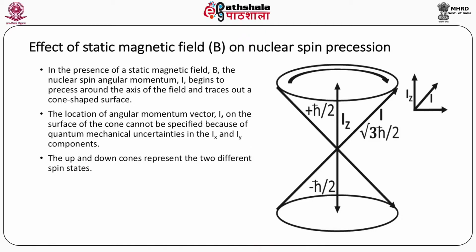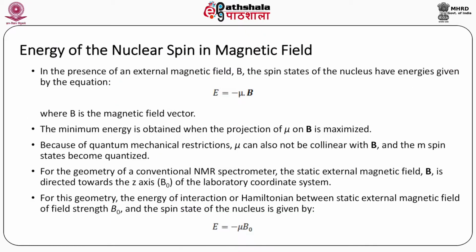Now, effect of static magnetic field on nuclear spin precession. In the presence of static magnetic field B, the nuclear spin angular momentum I begins to precess around the axis of the field and traces out a cone-shaped surface as is shown in the figure. The location of angular momentum vector I on the surface of the cone cannot be specified because of quantum mechanical uncertainties in the Ix and Iy components. The up and down cones represent the two different spin states.